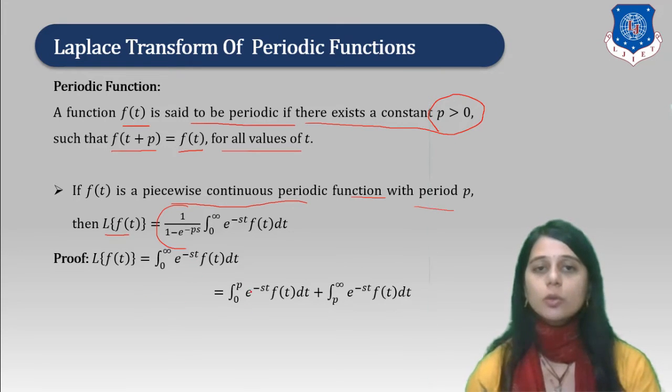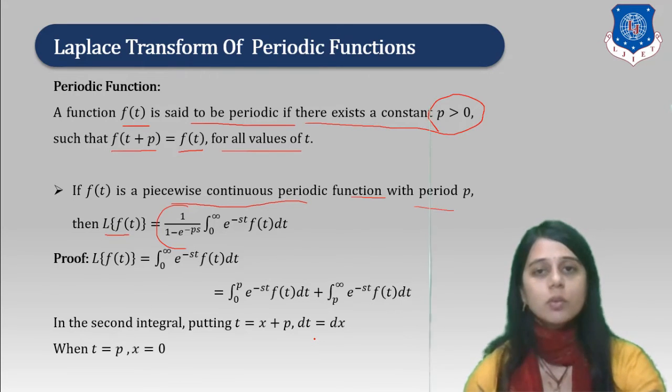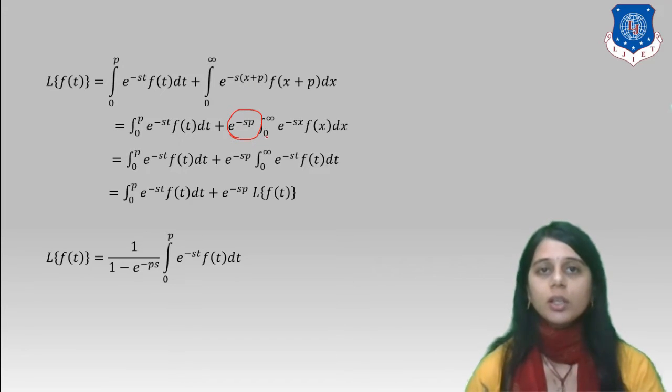We are taking intervals 0 to p and p to infinity. For the second interval, we take t equal to x plus p and dt equal to dx. For t equal to p, x equals 0. For t equal to infinity, x equals infinity. Putting the values in the second integral, we get the first integral as it is. In the second integral, integration 0 to infinity e raised to minus s (x plus p) f of x dx. Now e raised to minus sp is a constant with respect to x, so we take it common, and integration 0 to infinity e raised to minus sx f of x dx is noted as the Laplace transform.